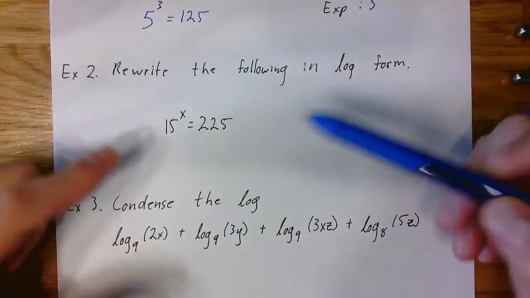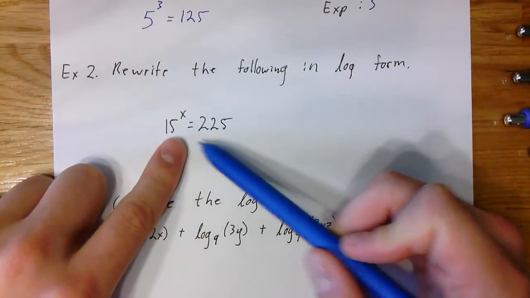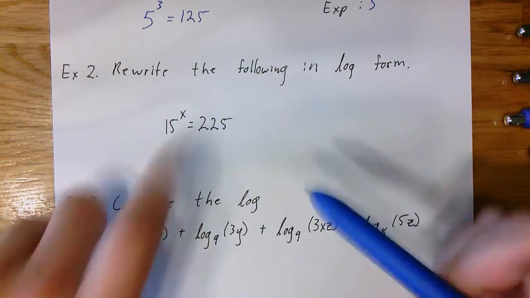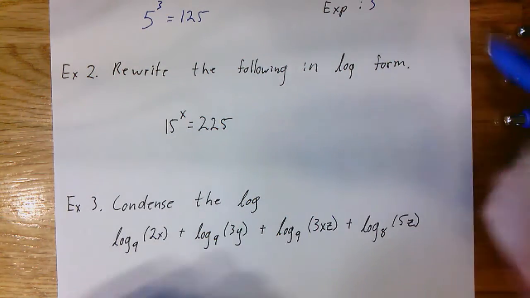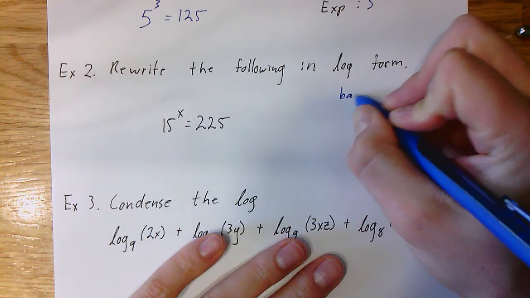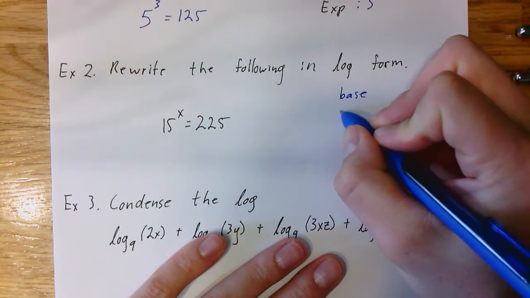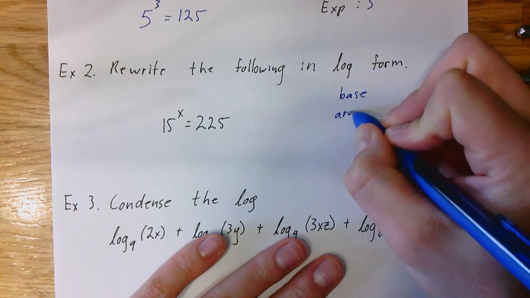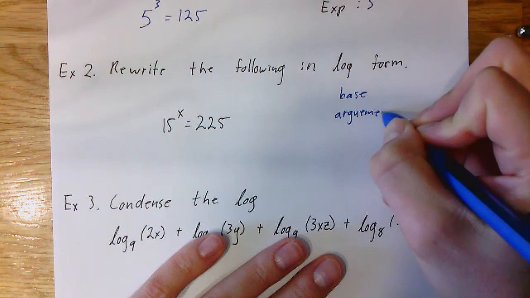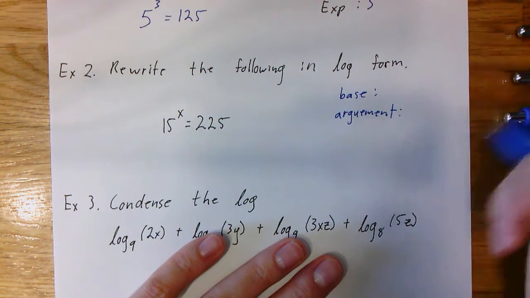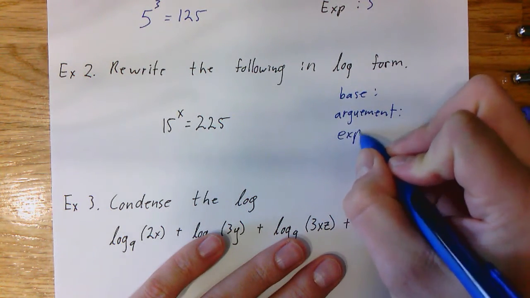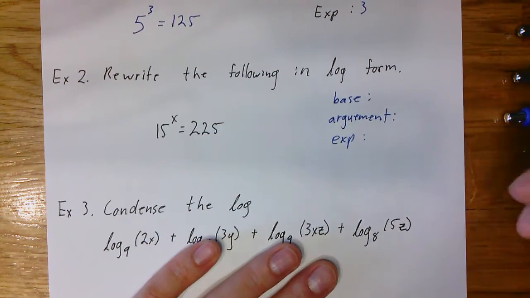Okay, so now we want to go the opposite direction. So we want to take this exponential and we want to turn it into a logarithm. So we still need three numbers. We need our base. We need our argument. Watch me sound out words. And then we need our exponential. And I can't spell the word exponential, so you're going to have to live with EXP.